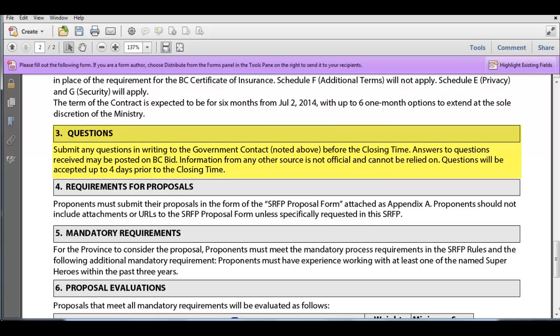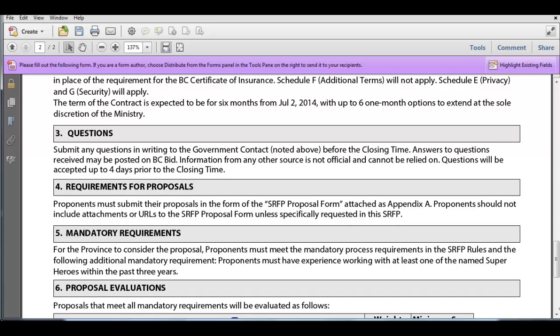So in Section 3, it tells you, again, as we've talked about earlier, that if you do have questions, they need to be sent in writing to the government contact. That was the individual that was named in the heading section of the SRFP. And we need to get those questions before the closing time. Okay. Now, depending on how the SRFP is issued, then that would determine how we're going to be answering questions.